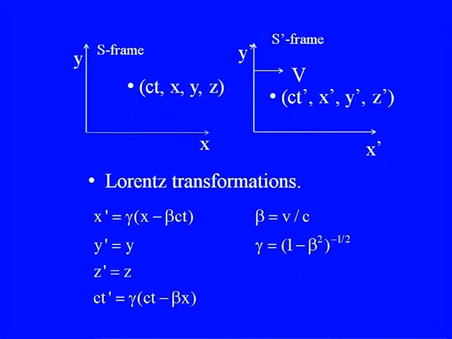Since we are moving uniformly, the S prime frame is moving uniformly along the common x, x prime axis. And so what is x prime? x prime, in terms of the x quantities, is gamma times (x minus beta ct). And y prime of course is equal to y, z prime is z, and ct prime is gamma times (ct minus beta x).